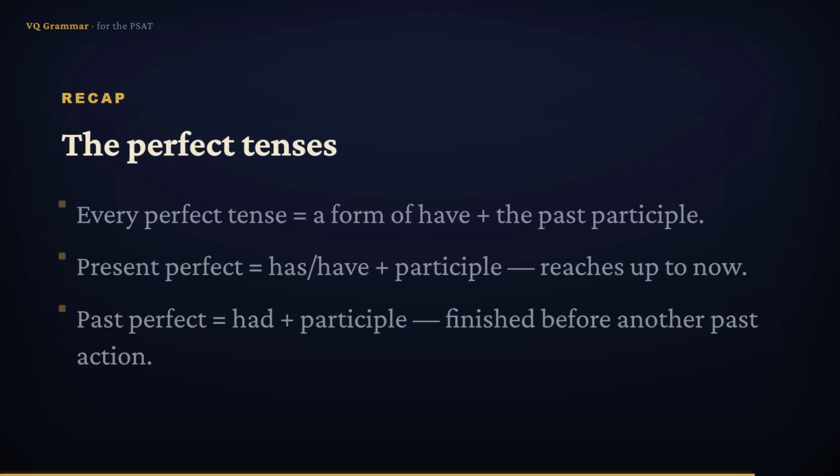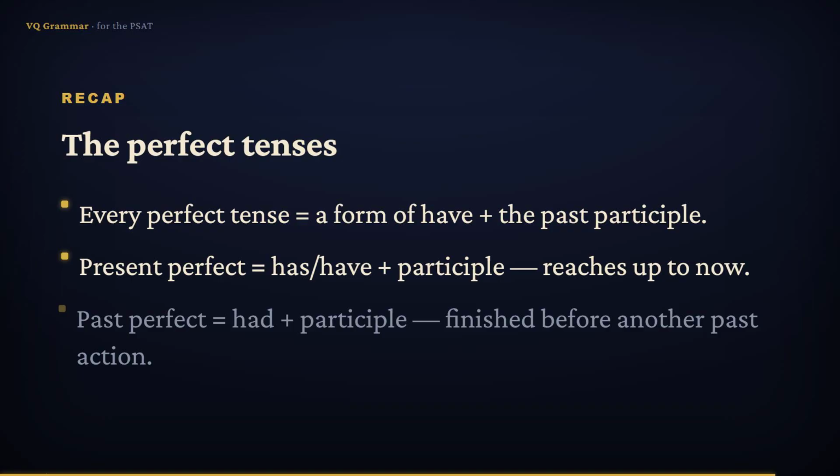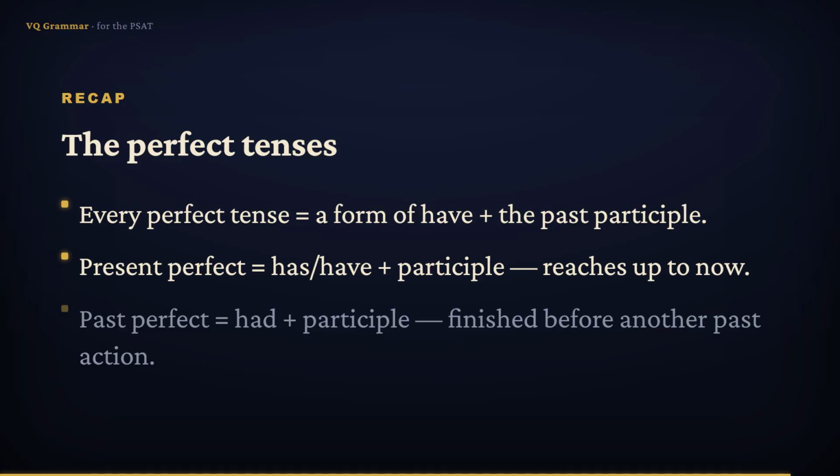Let's wrap up. The perfect tenses all share one recipe, a form of have plus the past participle. The present perfect uses has or have and names an action that began in the past and reaches up to now. The past perfect uses had and names an action that was finished before another past action. The participle stays the same. The helper does the work. Has or have, present perfect.